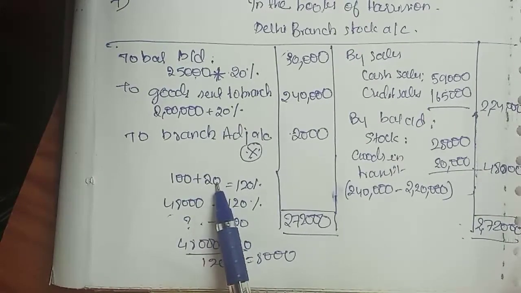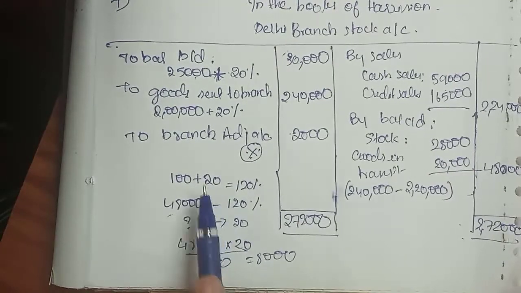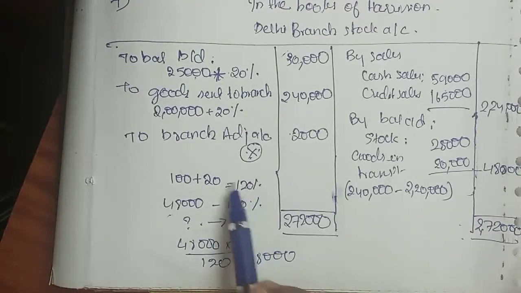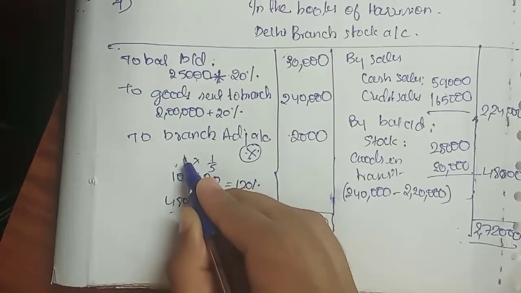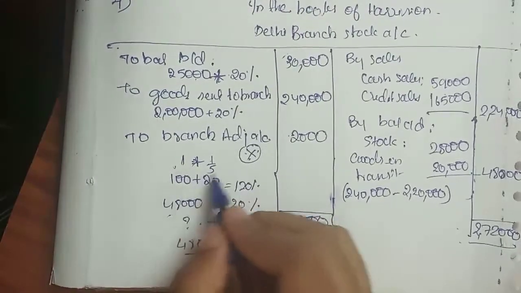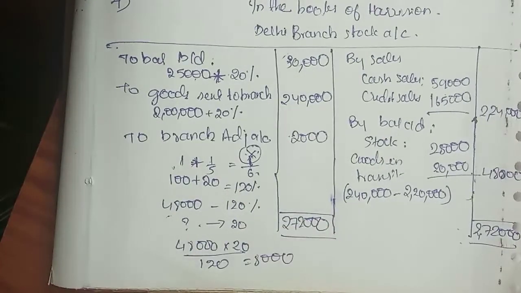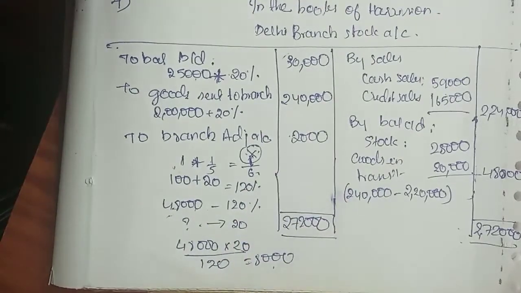Otherwise another method is also there. If it is 20 percent profit, what do you call it? It is 1/5. On the cost you are adding 1/5 of cost as profit, so the sale is 6/5 of cost, and the profit is 1/6 of the sale. So you multiply 48,000 into 1 divided by 6, and you get 8,000. Like this also you can do, or either of the methods; everything is correct.